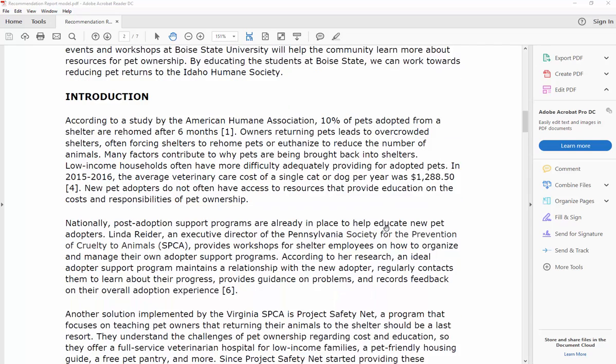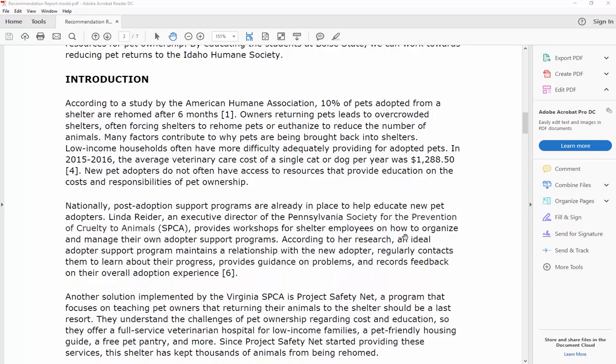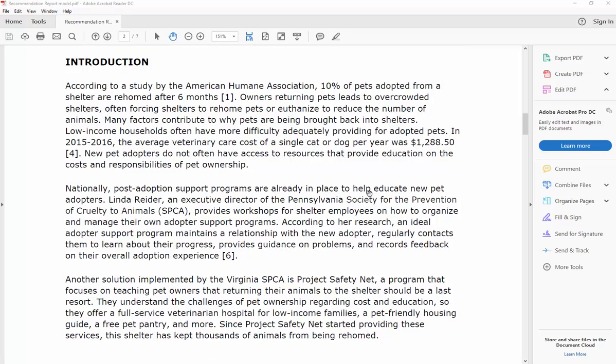So first, starting with the introduction, what they do here is what's called the inverted triangle structure, and they start fairly general by giving some facts about rehomed pets. According to the source, 10% of pets adopted from a shelter are rehomed after 6 months. This is their starting point. They start by giving some information, background and context to contextualize the problem that they're examining, which is the problem of rehomed pets. So in your own introduction, you want to start there. And you notice here that it has more than one paragraph. They're breaking up the content into a couple of different paragraphs.